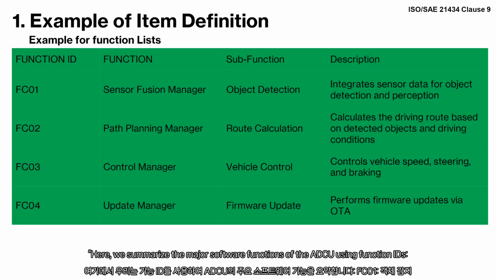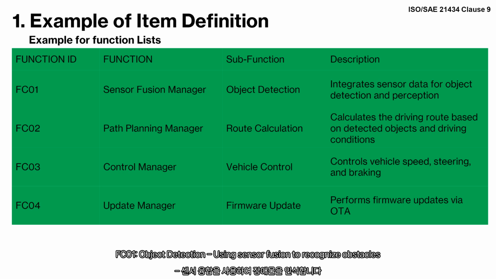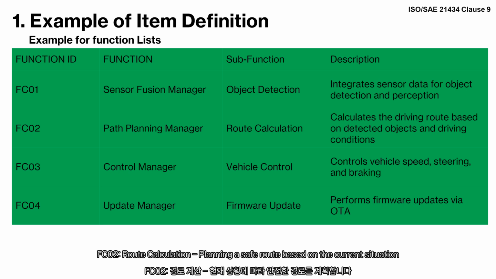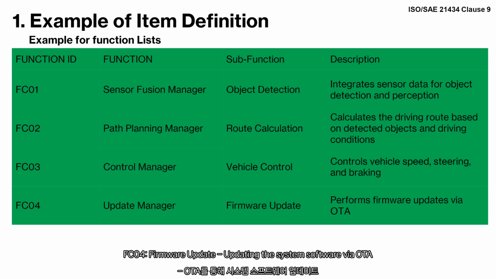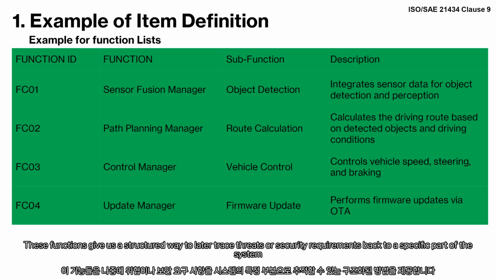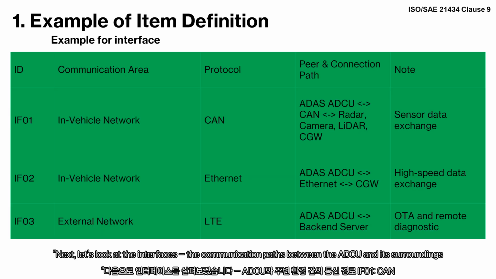Here we summarize the major software functions of the ADCU using function IDs. FC01: object detection, using sensor fusion to recognize obstacles. FC02: route calculation, planning a safe route based on the current situation. FC03: vehicle control, executing actions like acceleration, steering, and braking. FC04: firmware update, updating the system software via OTA. These functions give us a structured way to later trace threats or security requirements back to a specific part of the system. Next, let's look at the interfaces, the communication paths between the ADCU and its surroundings.